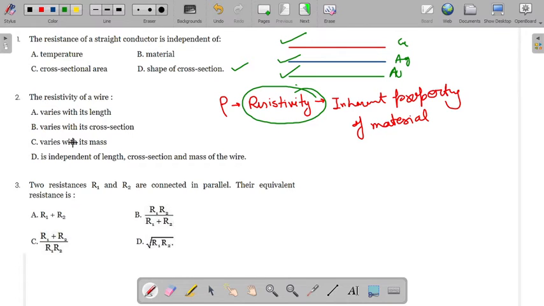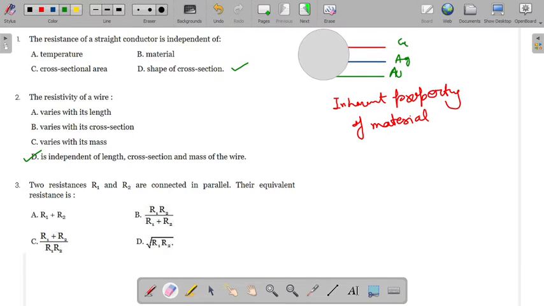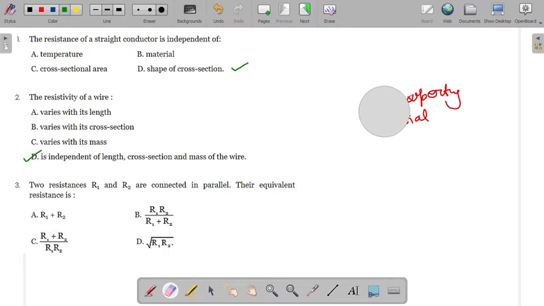So basically option D is right here, that it is independent of length, cross section and mass. Okay, so remember that whenever we change the area, length or size of the conductor, resistance can be changed. Resistance can be changed, but resistivity cannot be changed, because resistivity is the property of material, not the property of size, shape, length or mass. Okay, so we have this D option here.